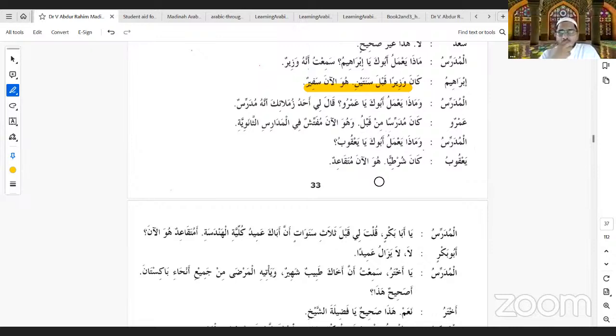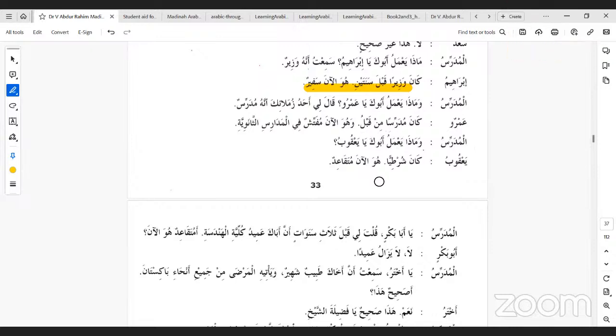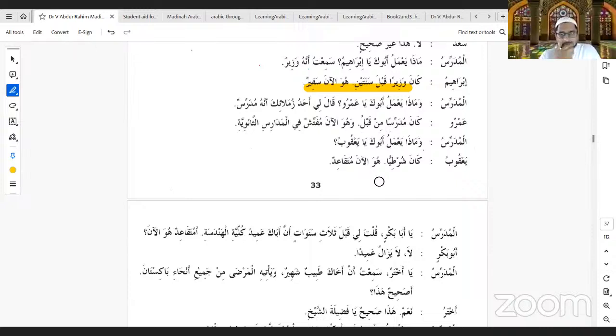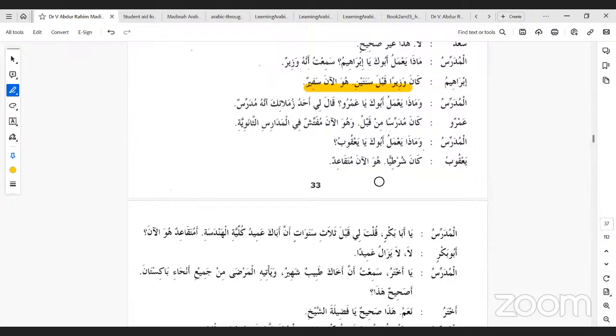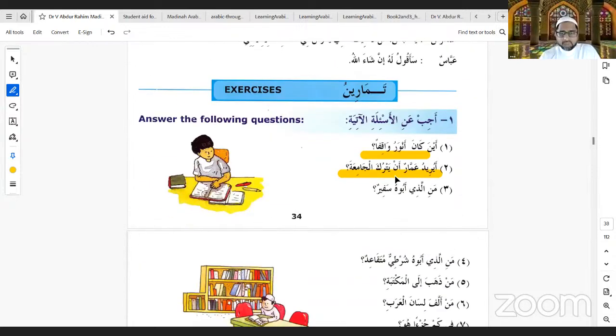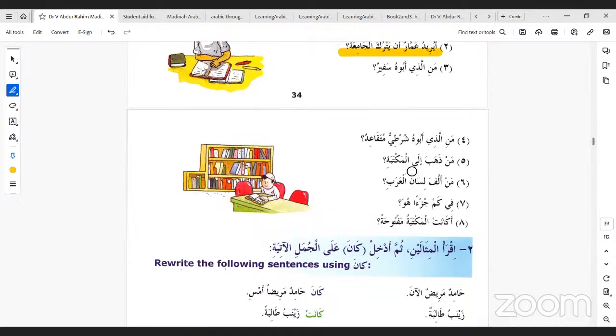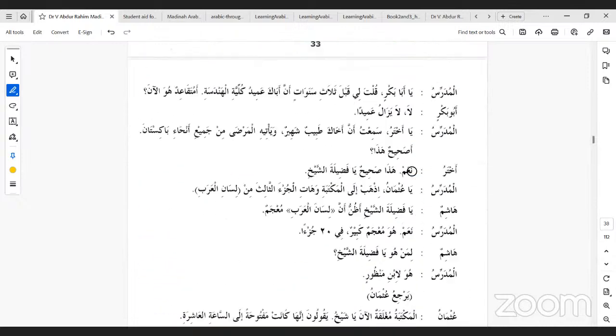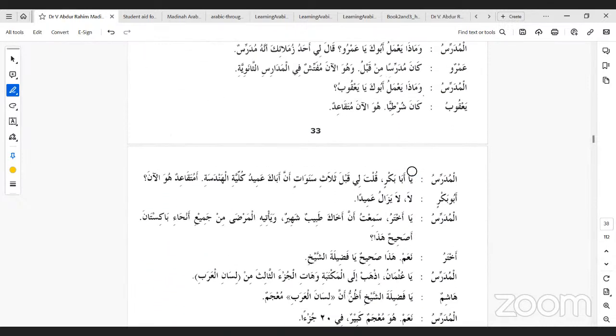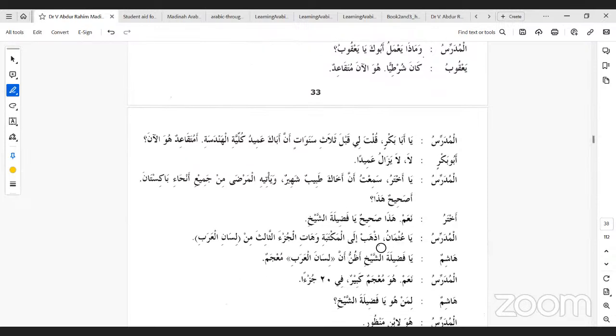Abu Yaqub kana shurtiyan wa huwa al-an mutaqaidan. And he's retired. Man dhahaba ila maktabati, who went to the library? It's here. Went to the library.